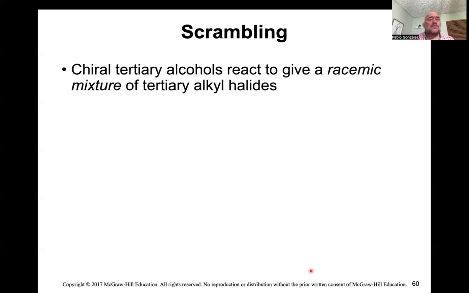Now, scrambling. Scrambling is a situation that we're going to see when we have tertiary carbocations, which come from tertiary alcohols for now. So, chiral tertiary alcohols react to give a racemic mixture of tertiary alkyl halides. A tertiary alcohol, maybe one enantiomer, the R, when it reacts with the hydrogen halide, is going to give you a racemic mixture. It's going to give you 50% of R and 50% of S.